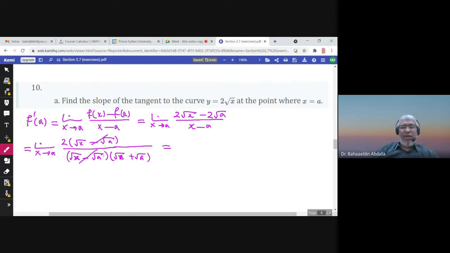And now I can replace x by a, so I'll have 2 in the numerator, and square root of a plus square root of a would be 2 square root of a. So the slope would be 1 over square root of a.